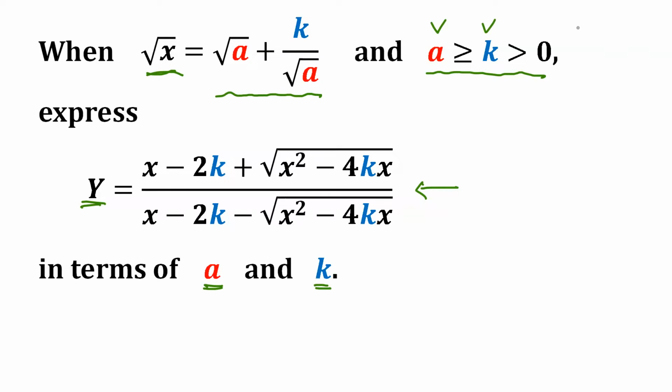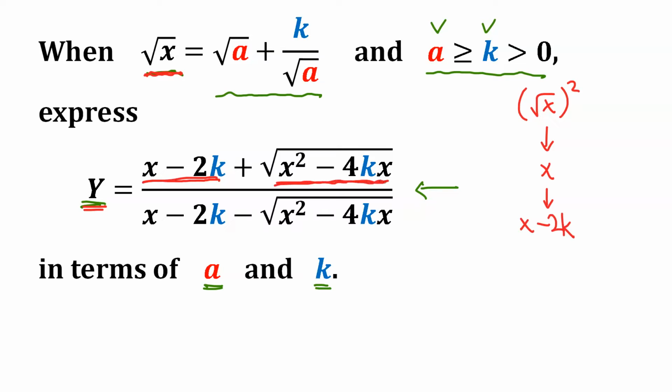And let's actually think about strategy right here. In the expression of y, we have two parts, x minus 2k and square root of x squared minus 4kx. But we were actually given square root of x. So what we have to do is to square the expressions for square root of x. In that way, we can obtain x. Then we can obtain x minus 2k, which is this part.